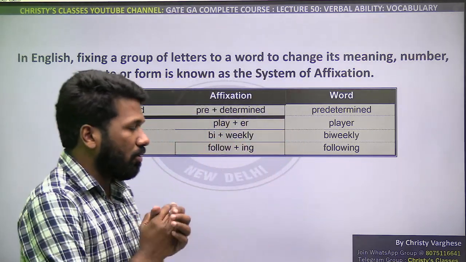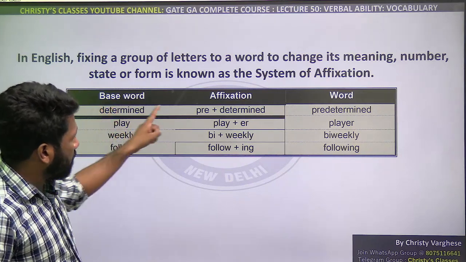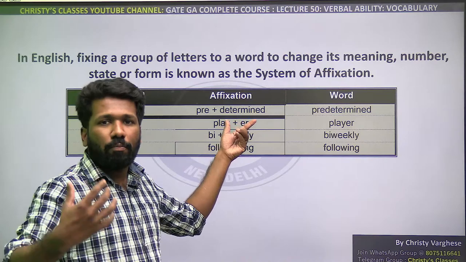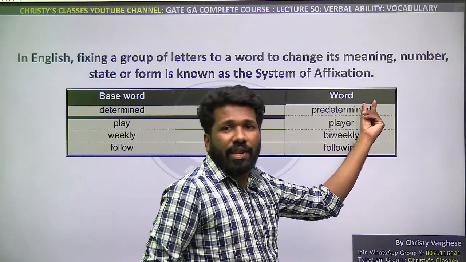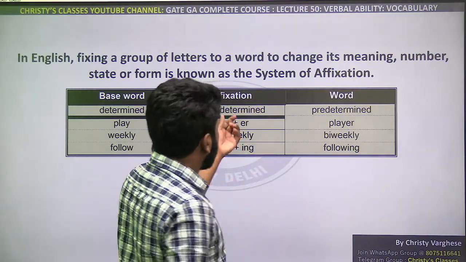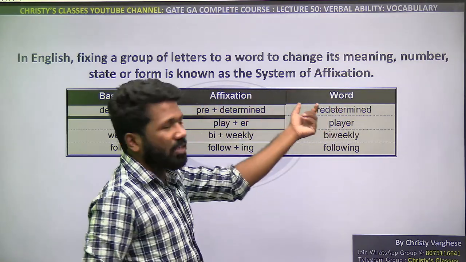Are you getting the point, all of you? Determined has a base word, and predetermined is a word you can newly form. Here, ed is the suffix and pre is the prefix.